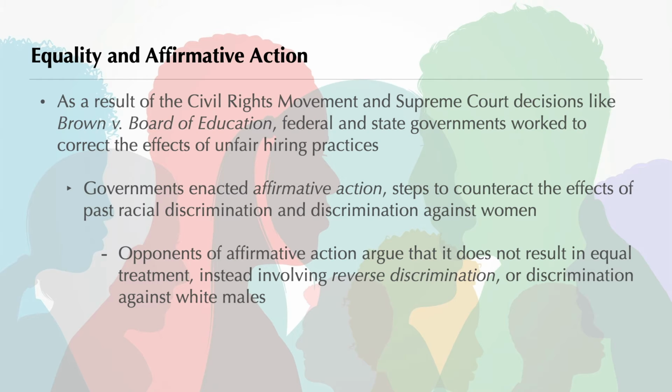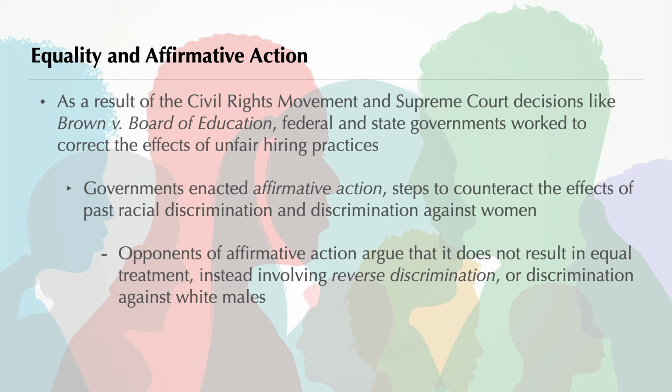Starting in the late 1960s, as a result of the Civil Rights Movement, the government worked to correct the effects of unfair hiring practices. It required companies to take affirmative action, steps to counteract the effects of past racial discrimination and discrimination against women. Meanwhile, colleges and universities that in the past seemed to favor white males when hiring staff and admitting students were required to take similar steps.